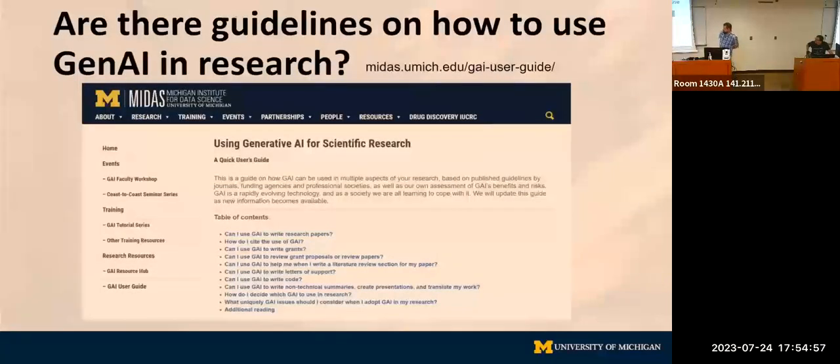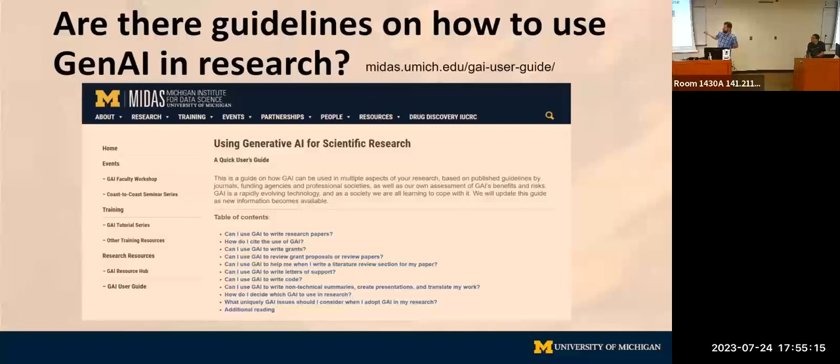Again, I'm just going to mention very briefly, this is what we do at Midas. Generative AI is a big deal for us right now. We're doing a lot of stuff with generative AI. And the 2 hours that I'm doing today and tomorrow are only going to be a small piece of what's out there.